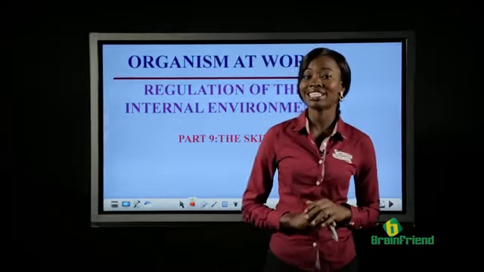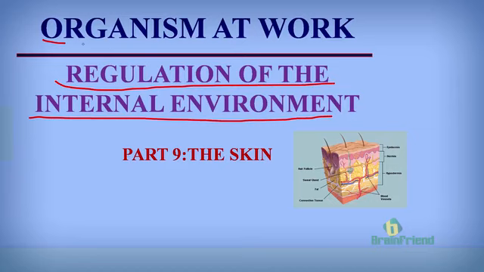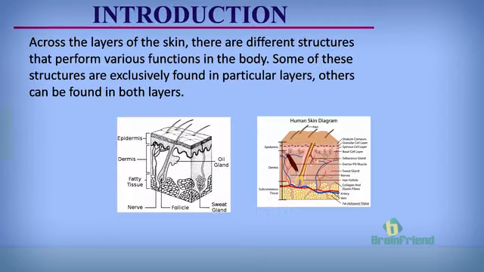Today we shall continue our lesson on the series Regulation of the Internal Environment from the theme Organism at Work. This is the 9th part and we will continue learning about the skin. By the end of today's class, you should be able to mention and describe some structures found in the mammalian skin, and you should be able to use a well-labeled diagram to identify these structures in the mammalian skin.